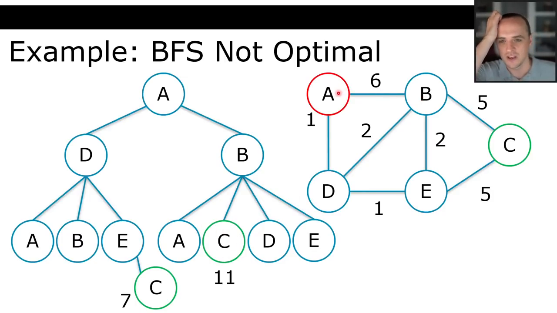And so let's look at our graph over here. We've gone from A to B to C, A, B, C. The cost of that is 6 plus 5, which is 11. So it may be the path with the least number of actions, but it turns out that there's another path going from A to D to E to C, so A, D, E, C, that path has cost 7. But because it had more actions, breadth first search did not find it, okay?